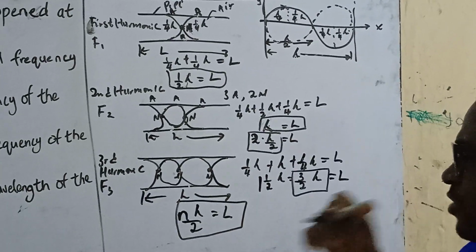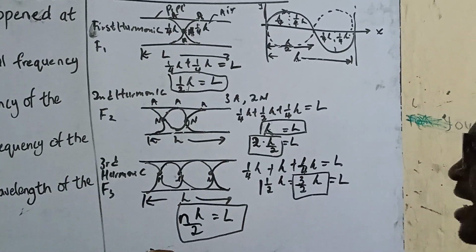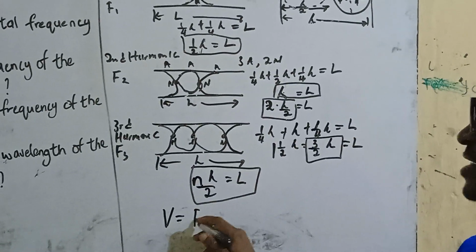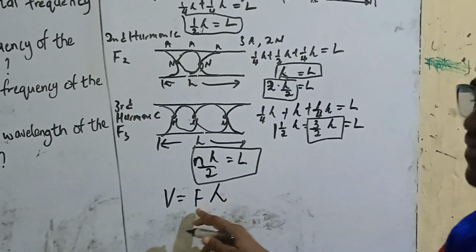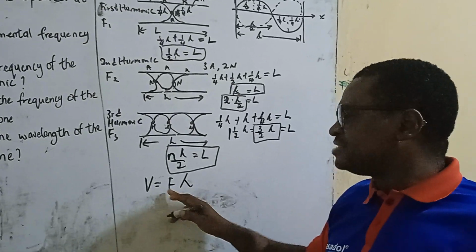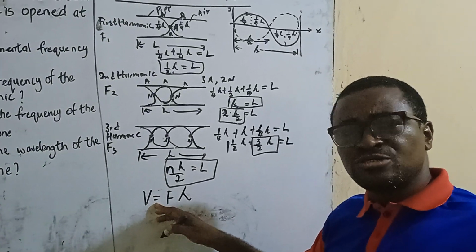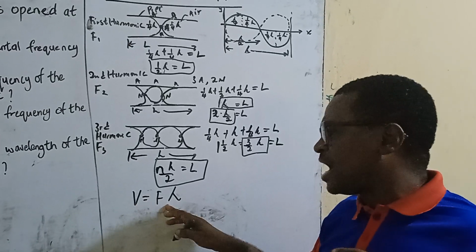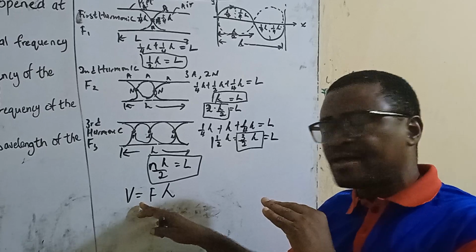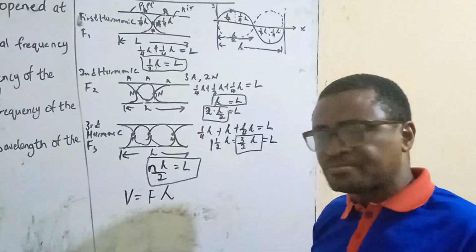Now, if we remember, the velocity of sound wave is frequency of the sound wave times wavelength. I assume that we understand the fundamental equation of wave. That's why I'm not explaining this in this particular class now.